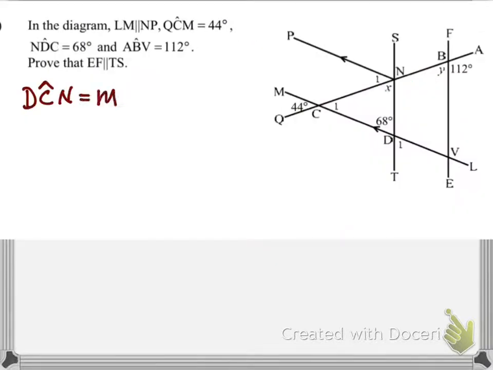Moving on. In the diagram, we're given that LM is parallel to NP, and QCM is equal to 44 degrees. NDC is equal to 68 degrees. And ABV is equal to 112 degrees. They want us to prove that EF is parallel to TS. So I'm going to say DCN is equal to MCQ. The reason being that they are vertically opposite angles.